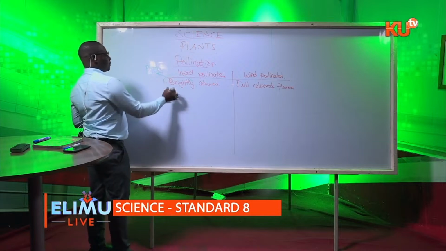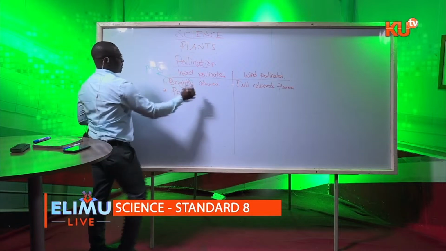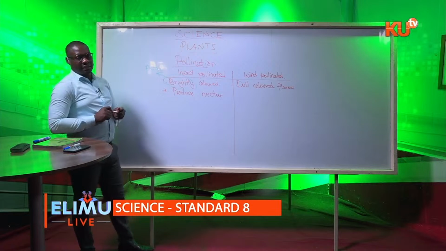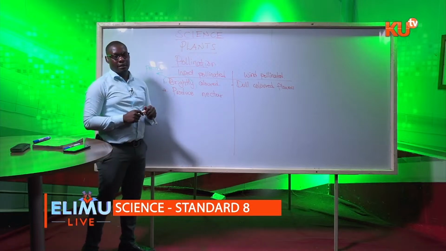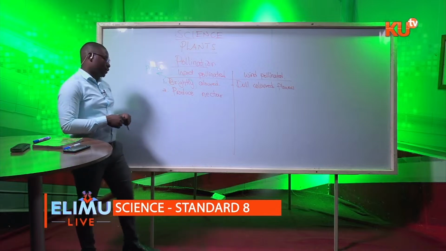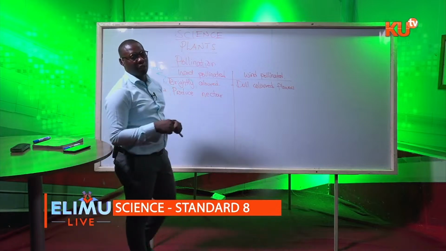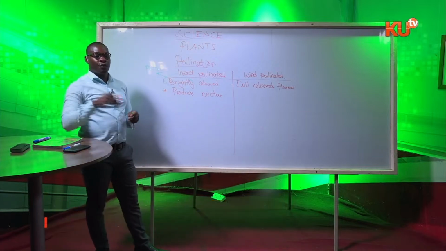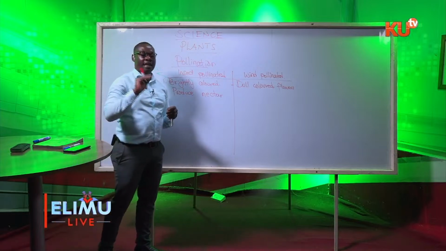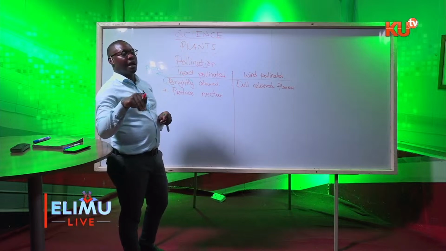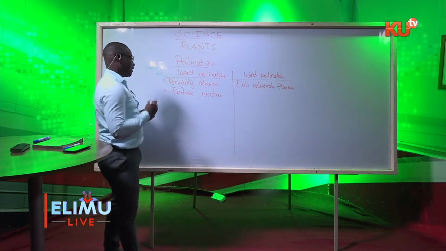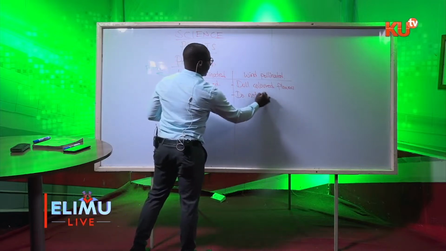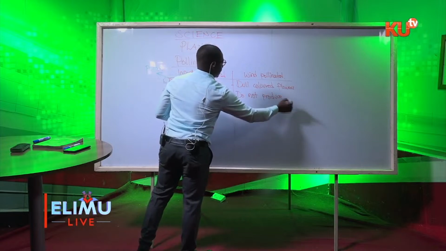Number 2, they produce nectar. Insects like bees feed on nectar. So as they are in their business looking for nectar, in the process they are going to allow pollination to take place. As they move from one flower to the other, they carry the pollen grains from one flower and deposit them at the stigma of the other flower. Wind pollinated flowers do not produce nectar.